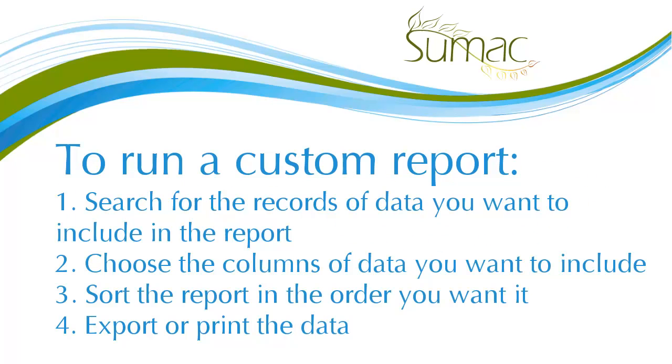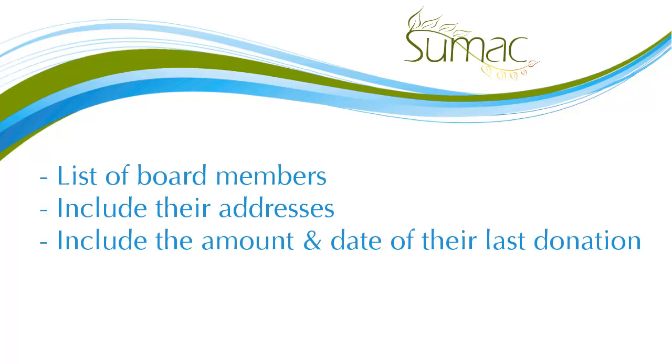In Sumac, running a custom report consists of searching for the records you want to include in the report, choosing the columns of data you want to include, sorting the report in the order you want it, and finally, exporting or printing the data. Let's begin with a simple example. Perhaps you want to run a report that lists all your board members, their addresses, and the amount and date of each board member's last donation.